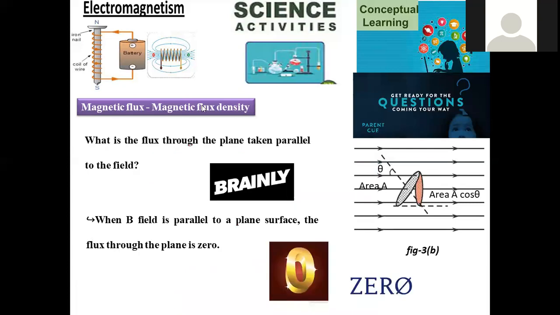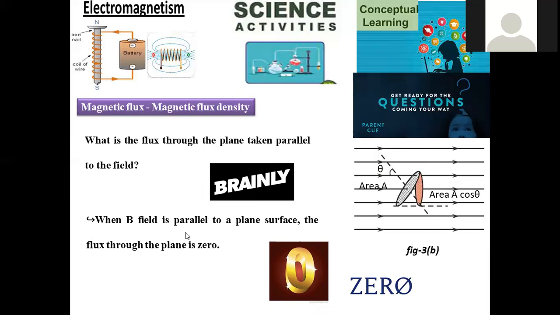Now we enter into the questions. Get ready to answer these questions. What is the flux through the plane taken parallel to the field? So here, where the lines are inclined in the same parallel movement, we are considering the flux. So in that parallel motion, how is the flux determined? That is the question here.